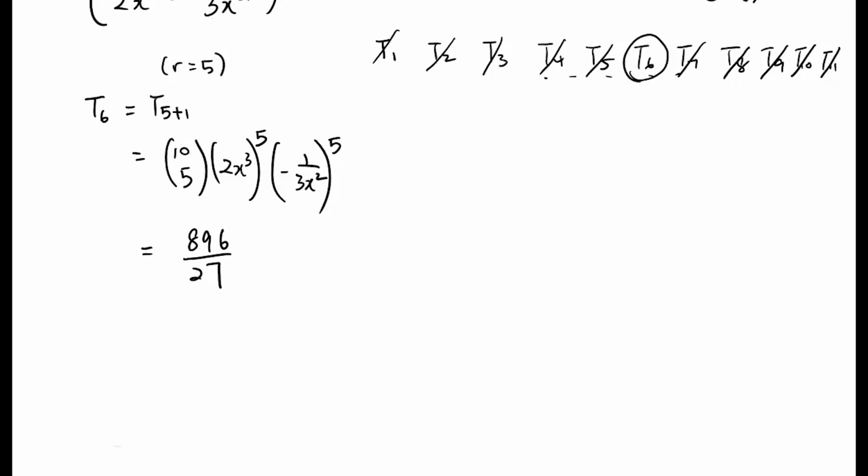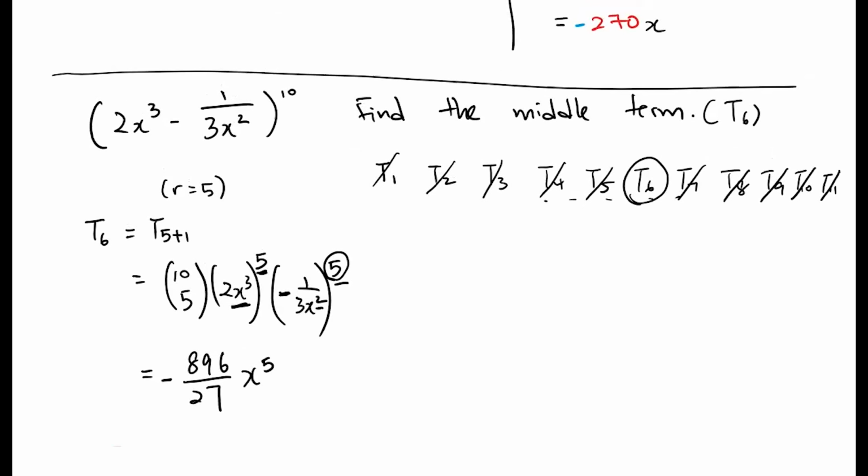Then next I'm going to figure out the sign. There's a negative sign and that is raised to the power of 5. So it's an odd number of negative signs, so it's going to be negative. And I'm going to figure out the powers of x. That is x^3 to the power of 5, which gives me x^15, and that is going to be divided by x to the power of 10. So that is x to the power of 5. Right? So this is my middle term.